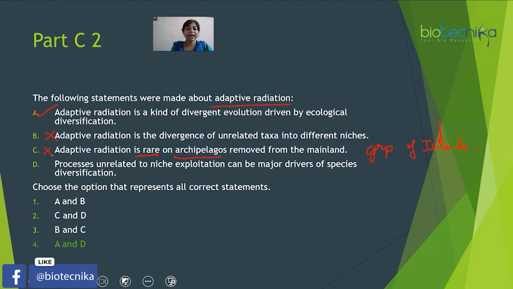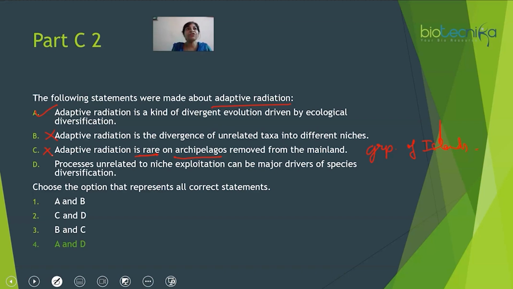Now statement D says that processes unrelated to niche exploitation can be major drivers of species diversification. Niche exploitation is also a reason for adaptive radiation, but it is not the only reason. Sometimes, when a group migrates to different islands, that will cause them to adapt to the environment of the island, and without any gene flow between the groups, it will result in rapid diversification.